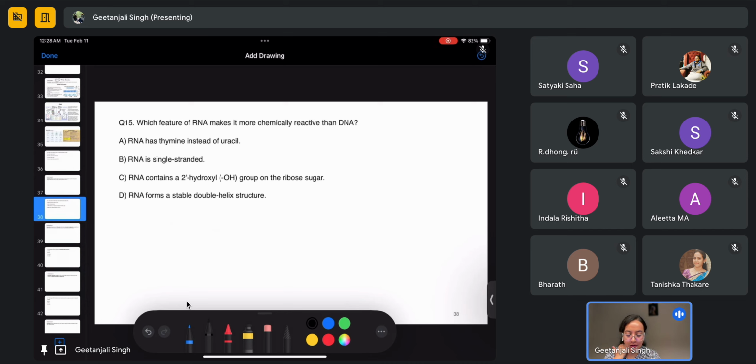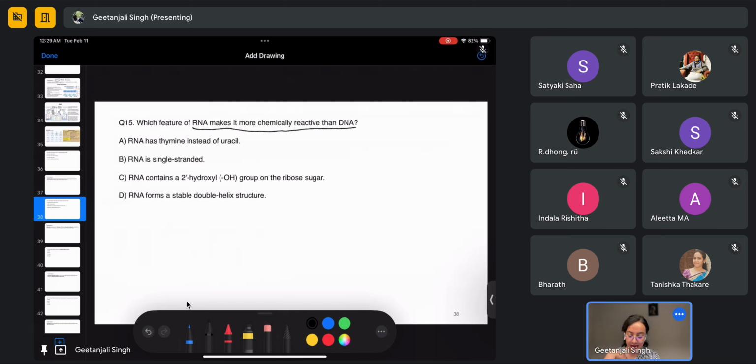Let's go to the next question. Which feature of RNA makes it more chemically reactive than DNA? So basically, what makes DNA more stable? A. RNA has uracil instead of thymine. B. RNA is single stranded. C. RNA contains a 2' hydroxyl group on the ribose sugar. And D. RNA forms a stable double helix structure. So we are talking about what makes RNA chemically more reactive.